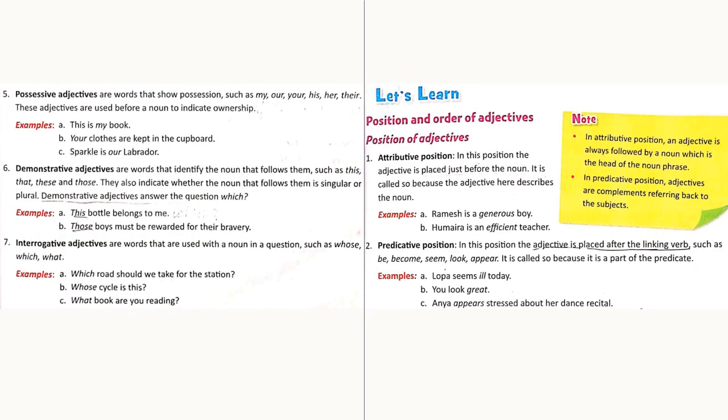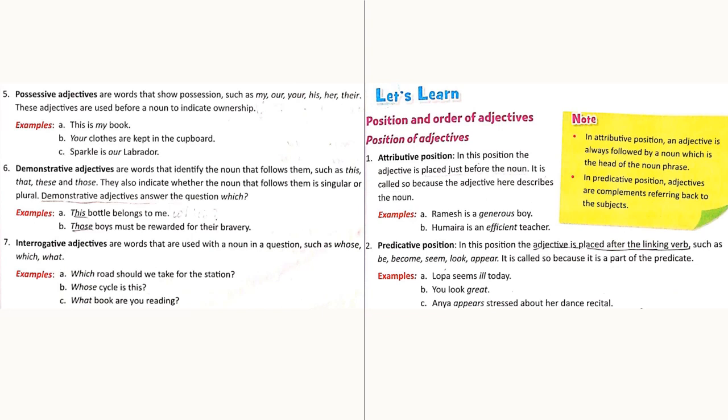Number 5 is possessive adjectives. Possessive adjectives are the words that show possession. For example, my, our, your, his, these are all possessive words and these are possessive adjectives also when they are placed before a noun. For example, this is my book. Book is a noun and just before book, my is placed. So my is a possessive adjective.